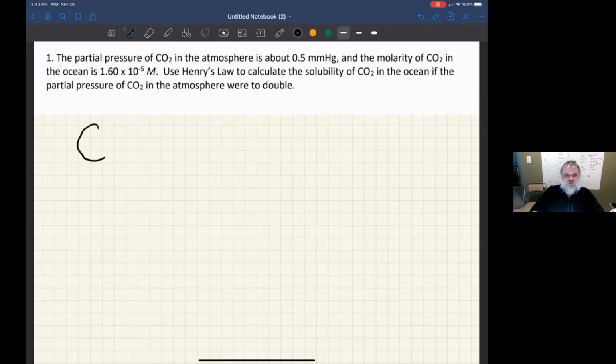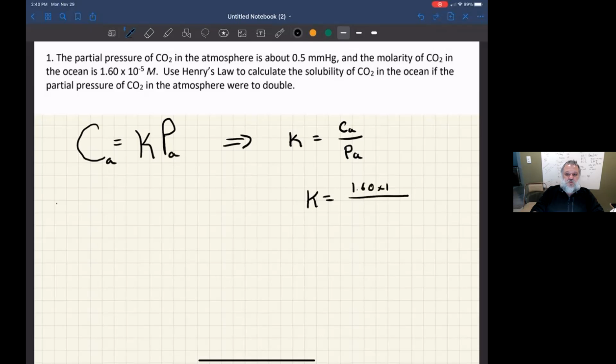And so we're going to need to bring in Henry's law, and Henry's law says that the concentration of a component is equal to Henry's law constant times the partial pressure of that component. Now, what the problem doesn't give you is the Henry's law constant, but it does give you enough information in order to solve for that. If you take the concentration and divide that by the partial pressure, you'll get the constant. And so that's 1.60 times 10 to the negative fifth molarity over 0.5 millimeters of mercury. And so that comes up to 3.2 times 10 to the negative fifth molarity per millimeter of mercury.